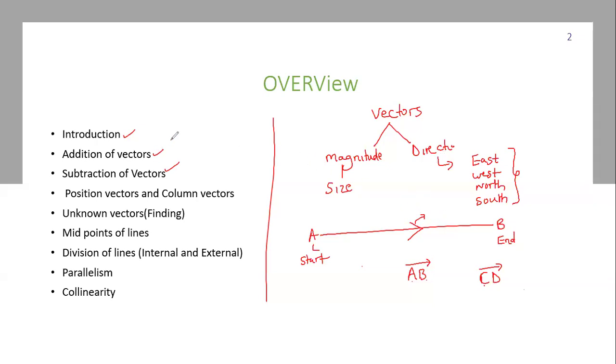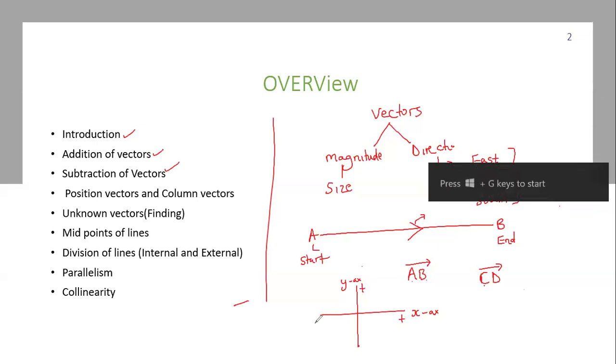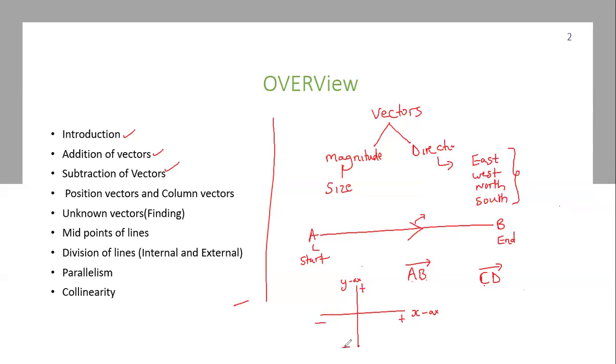Then when it comes to representing them on the Cartesian plane, it is important for you to know that if this is my Cartesian plane, this is our x-axis and this is our y-axis. Now along the x-axis, any movement you make in this direction is the positive direction. Along the y-axis, this is the positive direction. Along the x-axis, this is negative, and along the y-axis, this is negative.